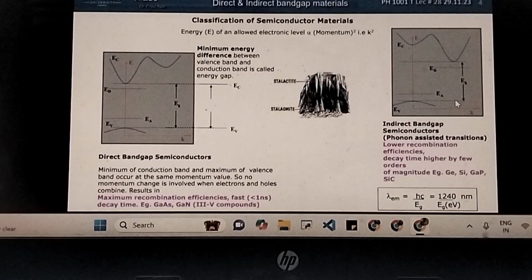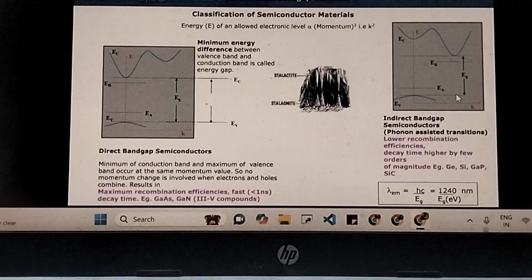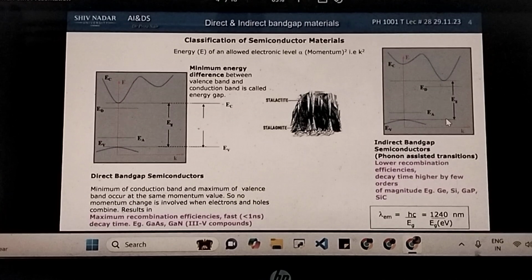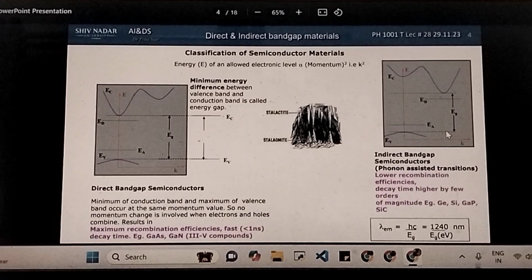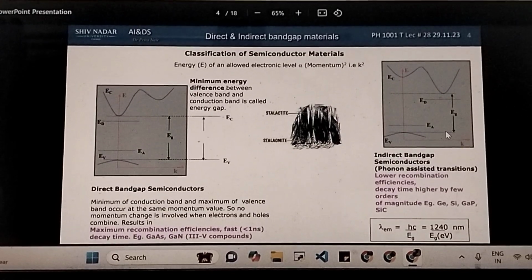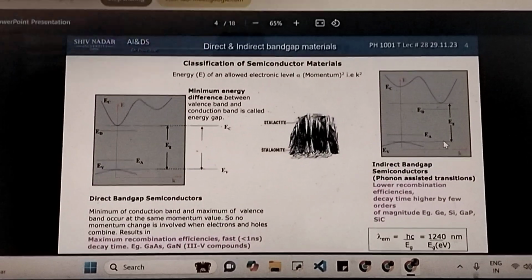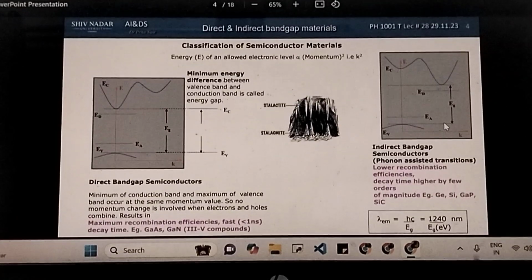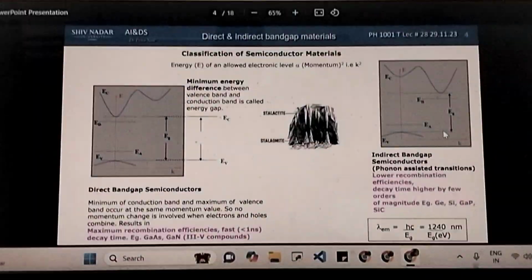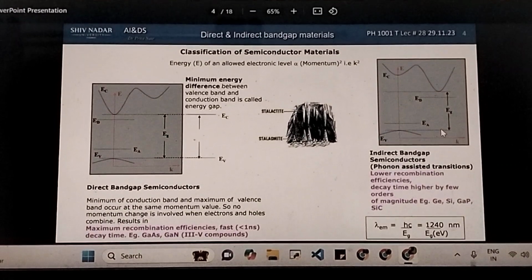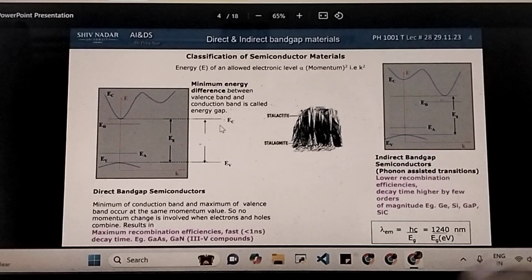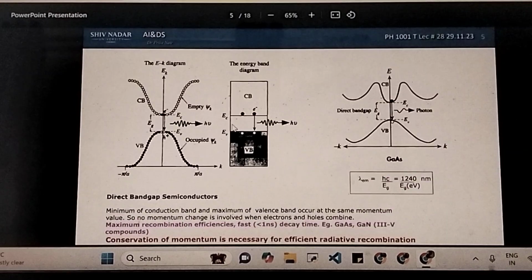So why is this significant, or how does it matter if the momentum is same or different? We know that there is something called the law of conservation of momentum, right? Whenever any change happens, when a body moves from one state to another, or it exerts energy, or some sort of change happens, the total momentum needs to remain conserved. So that is what makes this concept of direct bandgap, indirect bandgap significant.